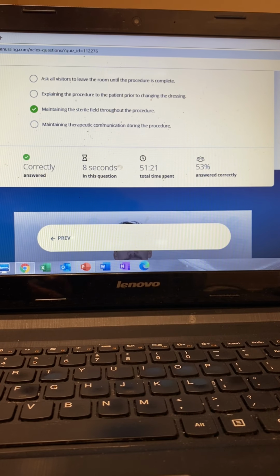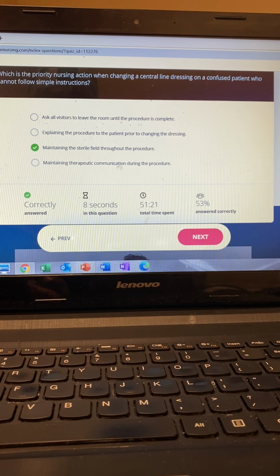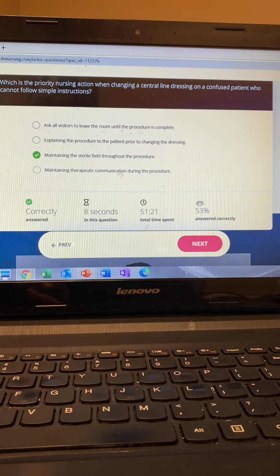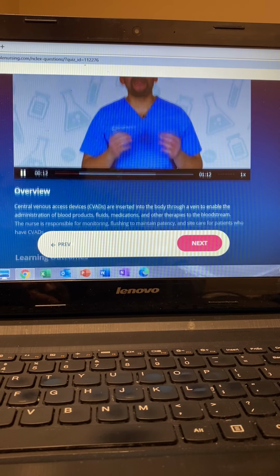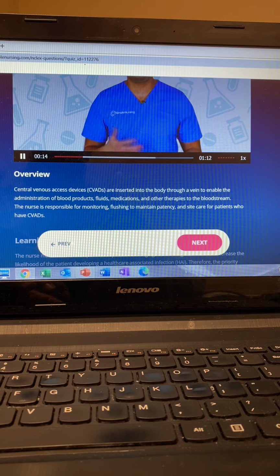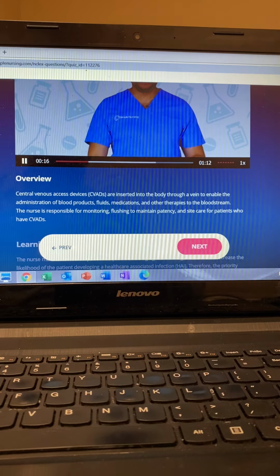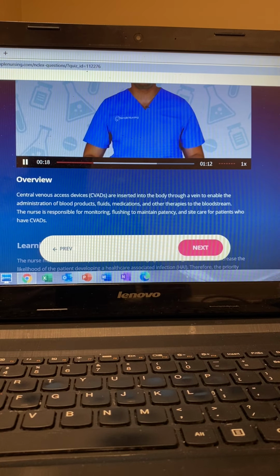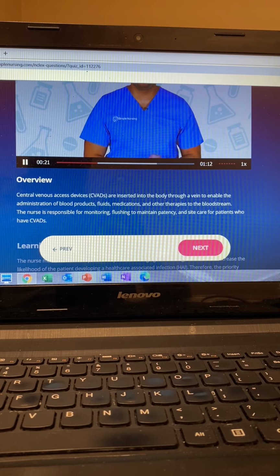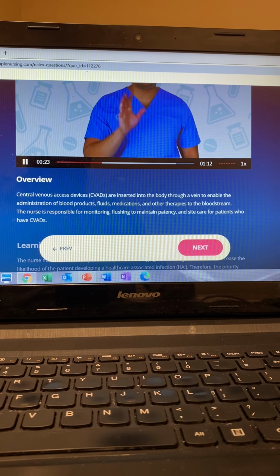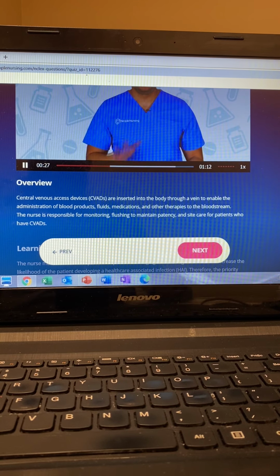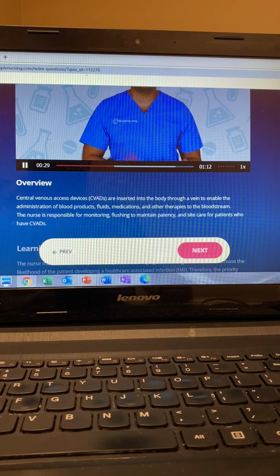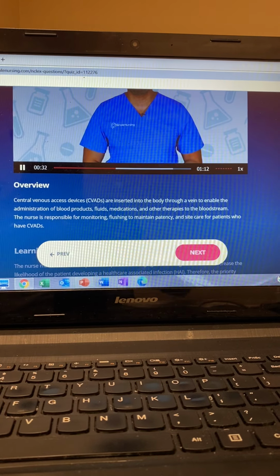Now, using our 3 steps, let's break this down. This question is asking for the priority action, or what to do right now. The key problem here is changing a central line dressing on a confused patient who can't really follow directions. So the biggest things we're thinking about, before looking at the options, are maintaining surgical asepsis and getting help if you need it with this irritated patient. Our biggest solution is addressing the problem and preventing the worst possible outcome.